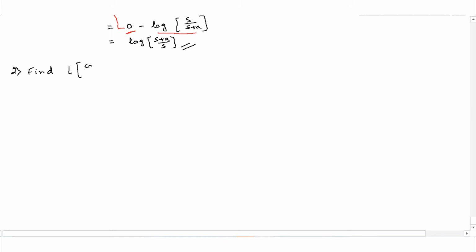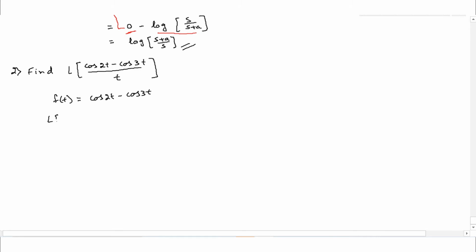Find Laplace transform of cos of 2t minus cos of 3t divided by t. So whenever I have this expression in the form of f of t by t, first you need to find out f of t value. So find out f of t. So f of t is a numerator value. It is cos of 2t minus of cos of 3t. So find out its Laplace transform.